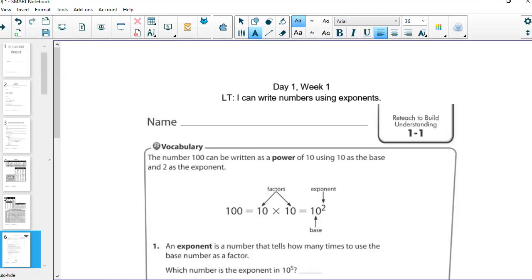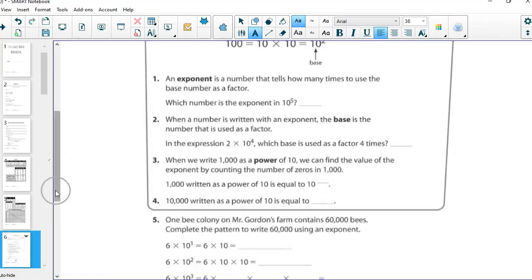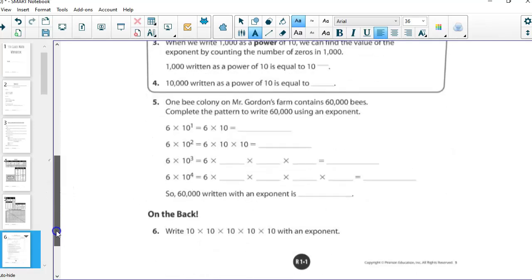In your packet, you're going to be working on day 1, week 1. There are 3 pages that go along with today's lesson. You have this first page that you see right here, and then your second page over, of using exponents to write a number. At the top we have the number 100 can be written as a power of 10 using 10 as the base and 2 as the exponent.